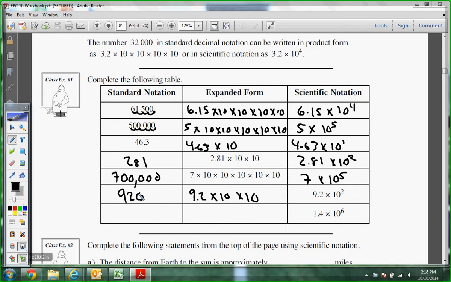And lastly, the biggest one, 1.4 times 10 to the 6th. So we're going to have 1.4 here for expanded with 6 tens. And that would also be, if we write it all the way out, 1.4, so 1 with 5 zeros. 1, 2, 3, 4, 5. 1.4 million. Okay, very good, very good.